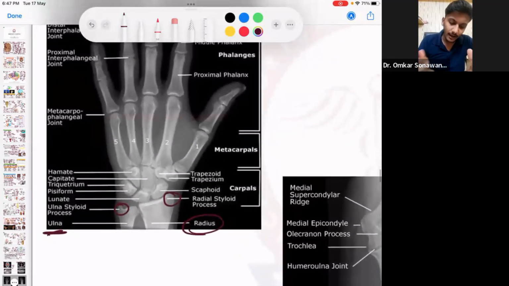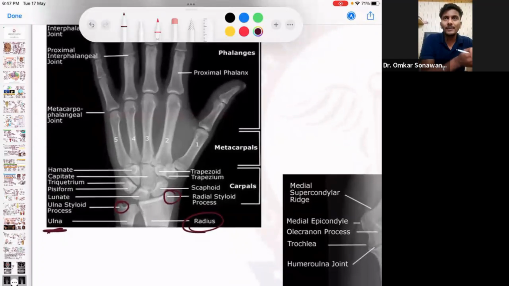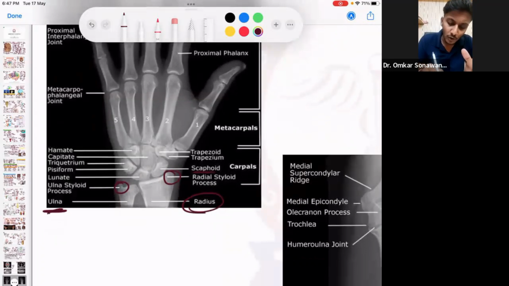Okay. Then from lateral to medial, if you go, she looks too pretty, try to catch her. So the first bone on the lateral side is the scaphoid bone. Next is the lunate bone. Next is the triquetrum bone. And the last one, medial most, is the pisiform.